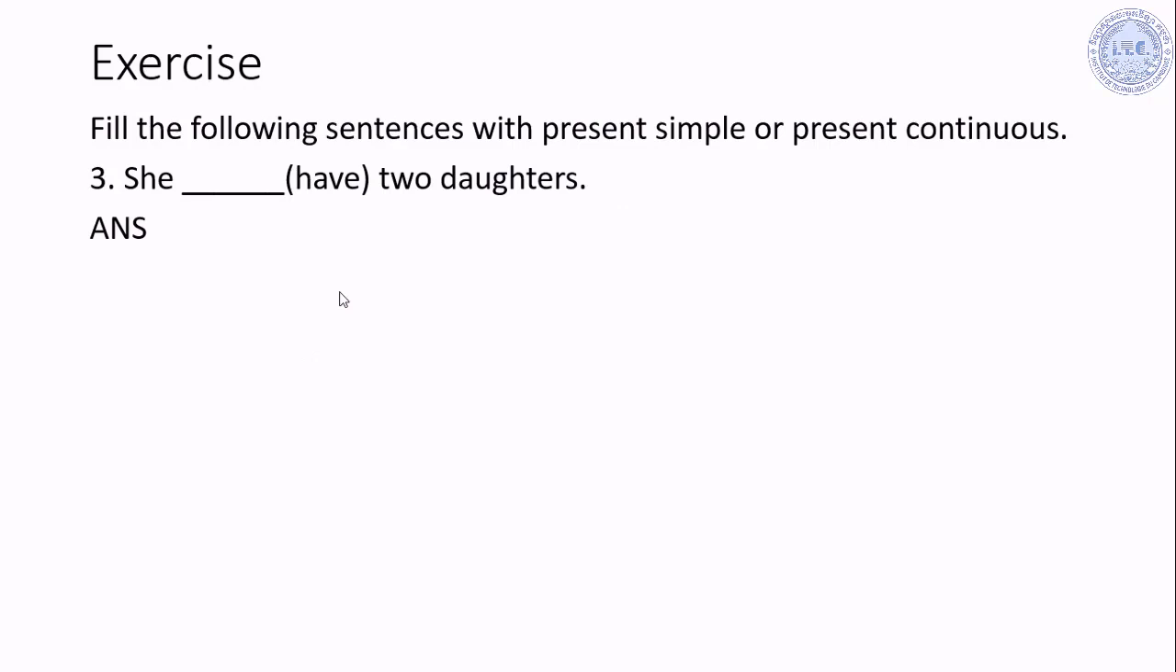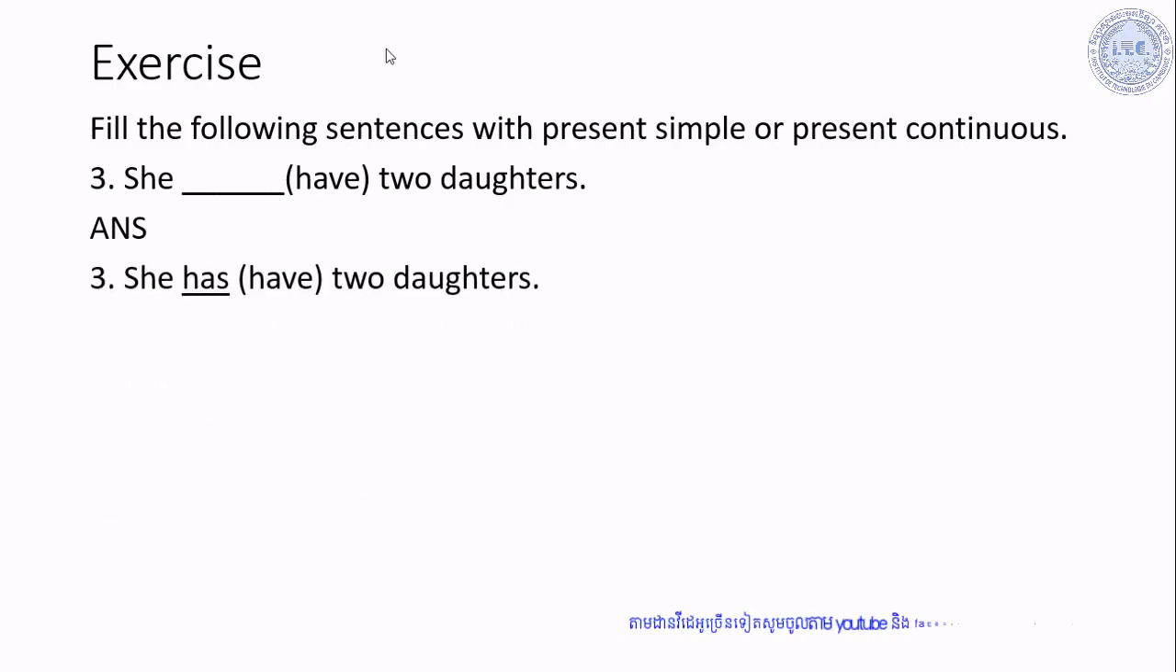Exercise number 3. She have $2. So she have here, have $2. Here is a fact, right? And when it is a fact, you use present simple. So because she, you have to change it to has. So she has $2. It is referred to a fact. It is a fact that she has $2.